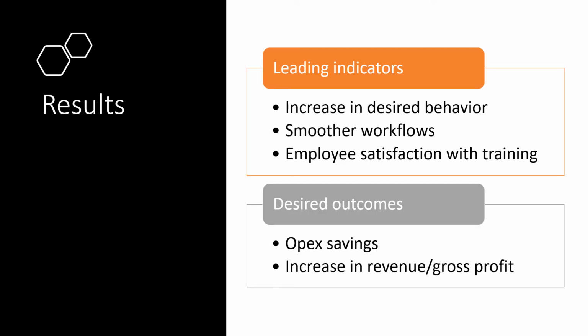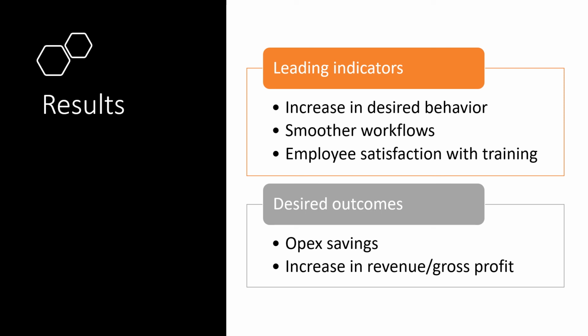The last, fourth level is results. We look at two different things when it comes to results: leading indicators and desired outcomes. Leading indicators can be, if we go back to the previous slide, the increase in desired behaviors. Are we seeing smoother workflows? Are we seeing better employee satisfaction with the training? Are more people wanting to sign up for additional trainings? That's another way to see these kinds of leading indicators.